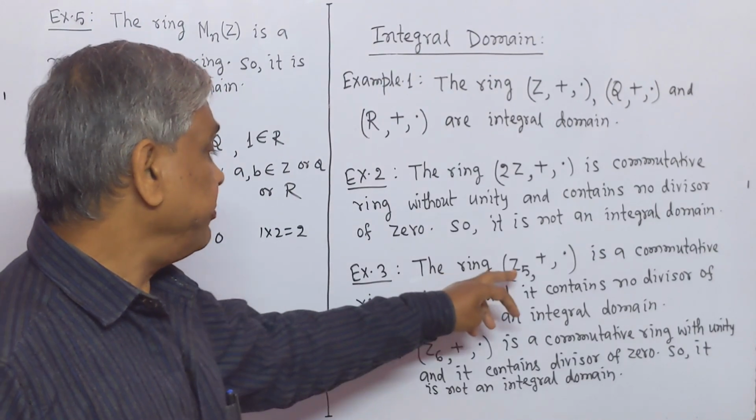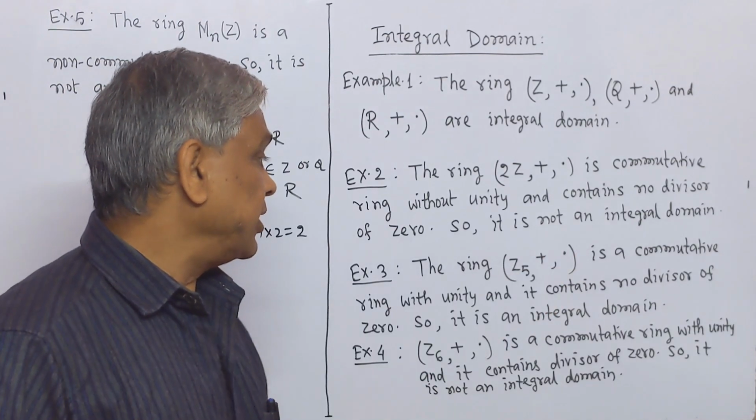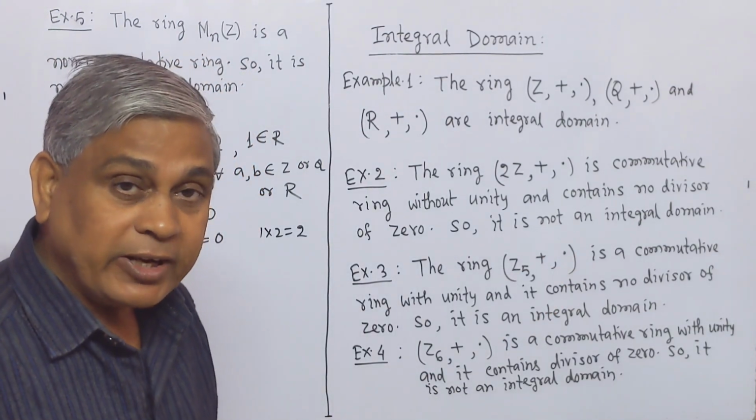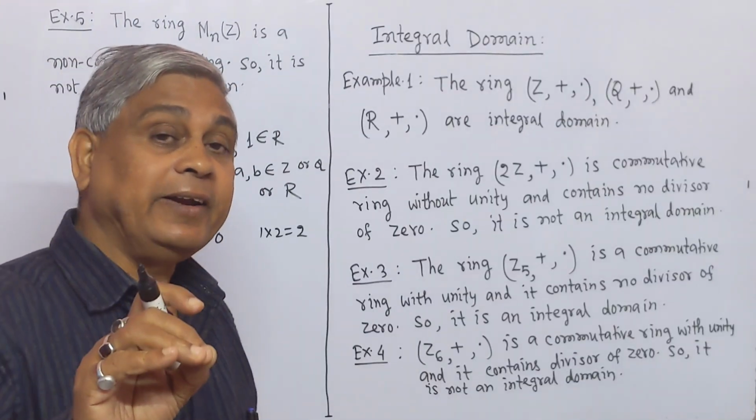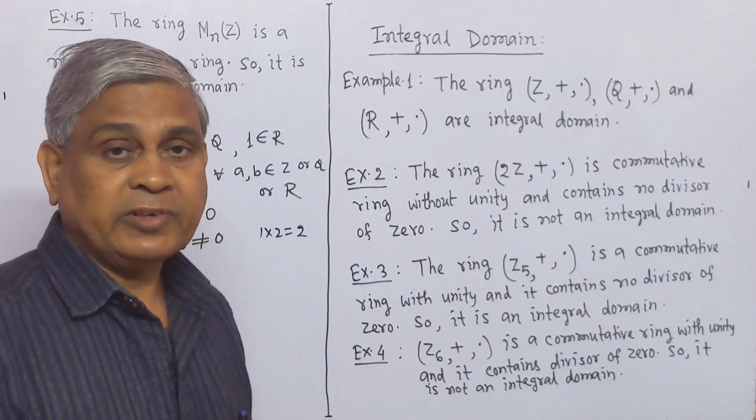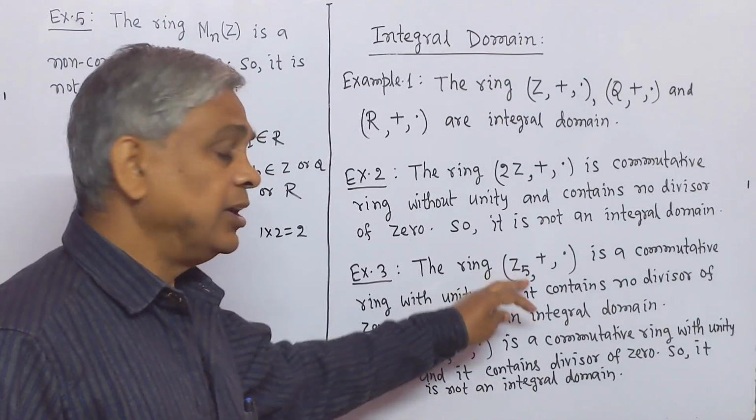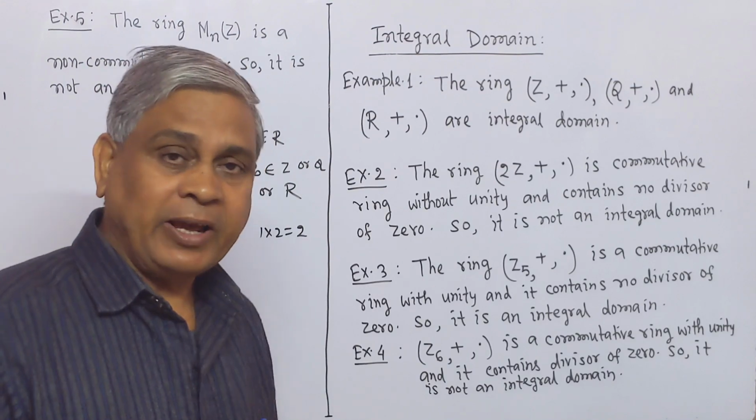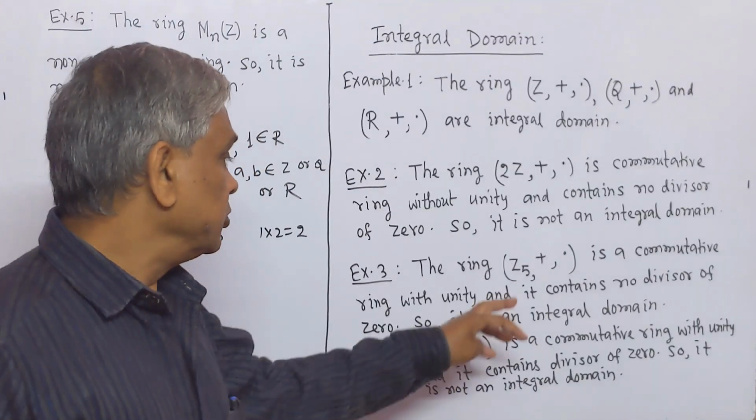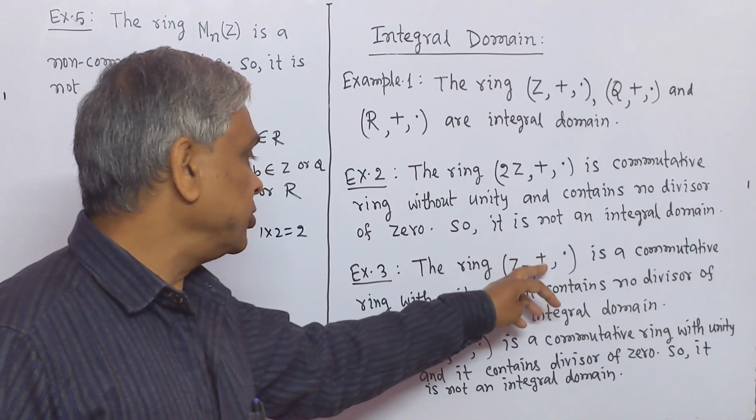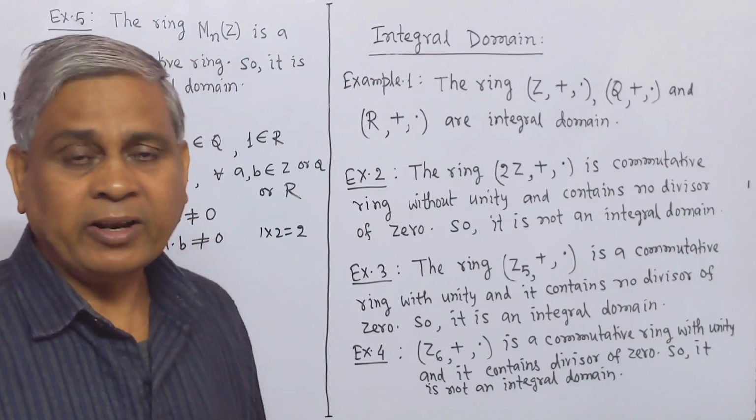Example 3. Z5 with binary composition addition and multiplication is a commutative ring with unity, and it contains no divisor of 0. If we take two non-zero elements of Z5 and multiply, we do not get the 0 element. So Z5 with binary composition addition and multiplication is an integral domain.